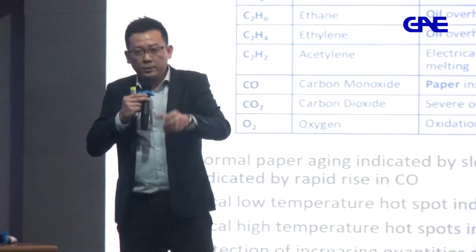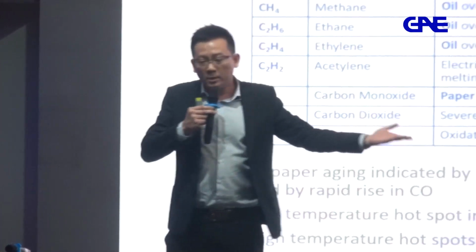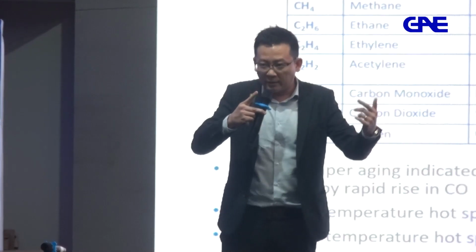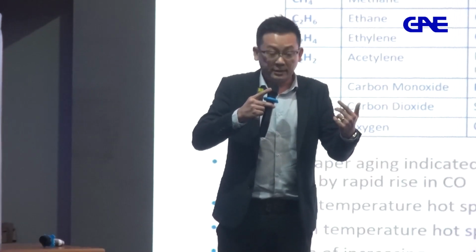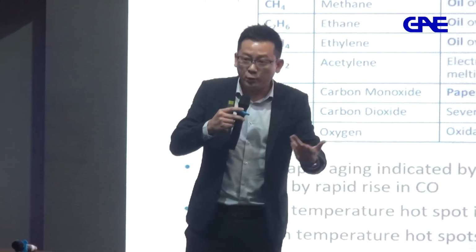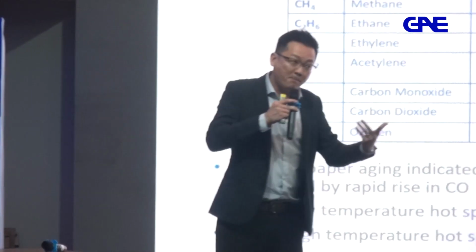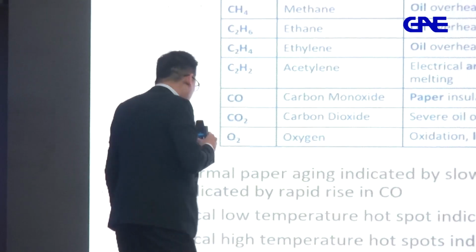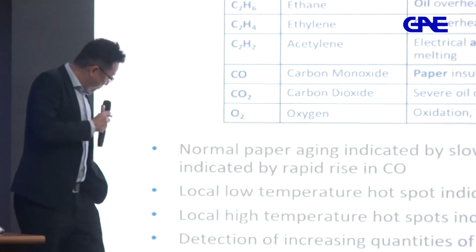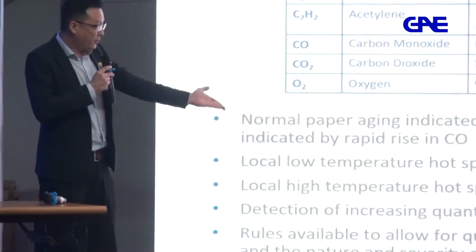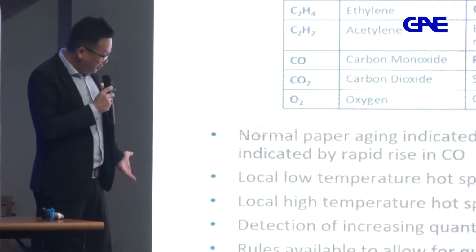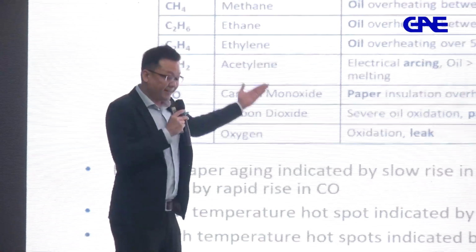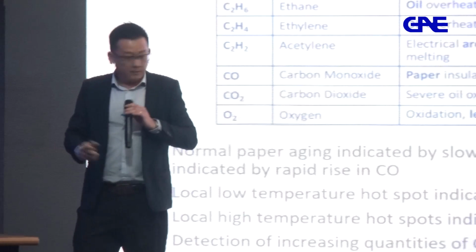Inside a transformer, you have 3 cores. It is very common that when there is a very high electrical fault, arcing will occur inside the transformer. It's common. Although you do have the transformer oil as an insulating barrier, that still occurs. So, rules are available to allow quick and accurate determination of the presence of a fault and the nature and severity of that fault.